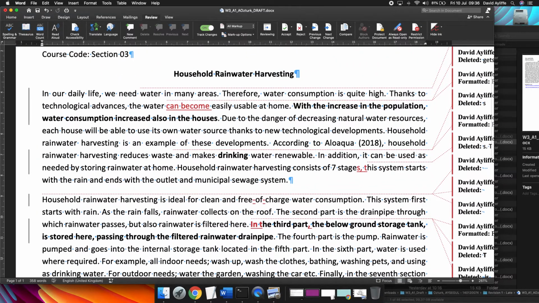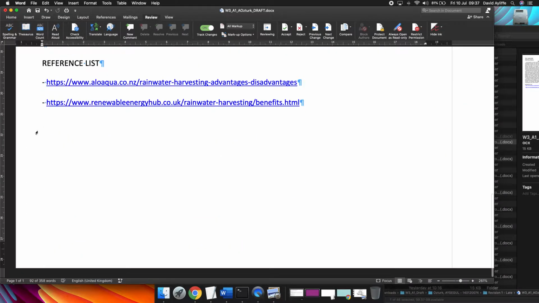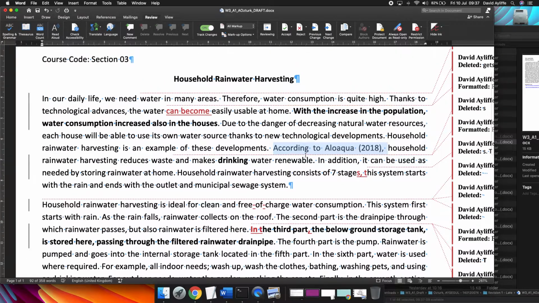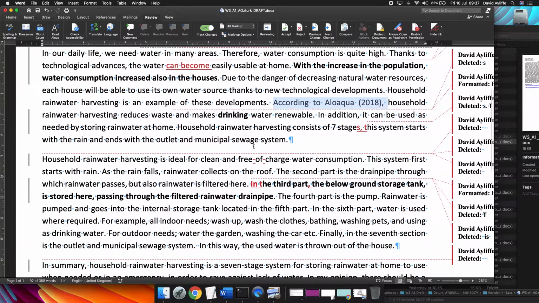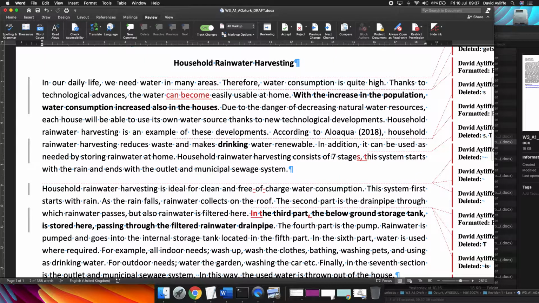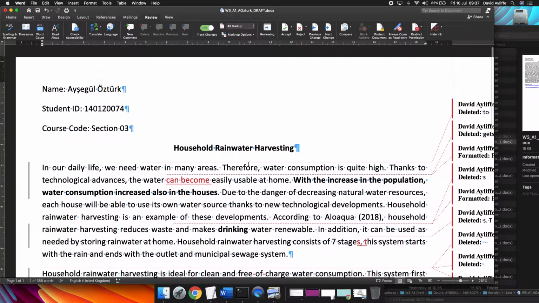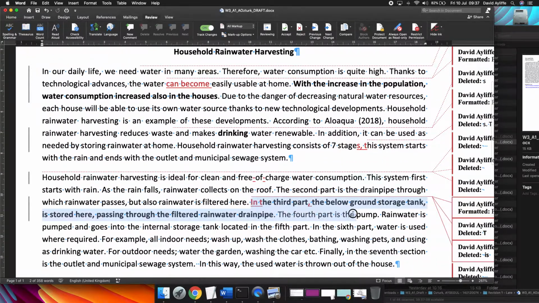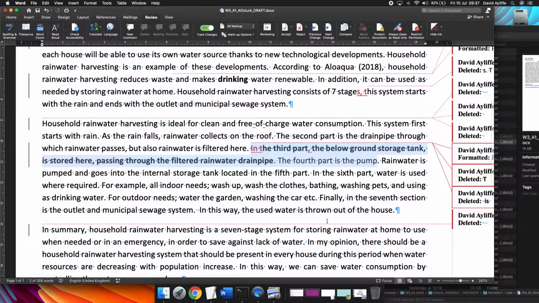Do we have any citations? Ah, yes. The second citation, Renewable Energy Hub, where is that? I can't see where you've used this. Good essay. Aishagul, please fix these two sentences, and then it's really quite good.